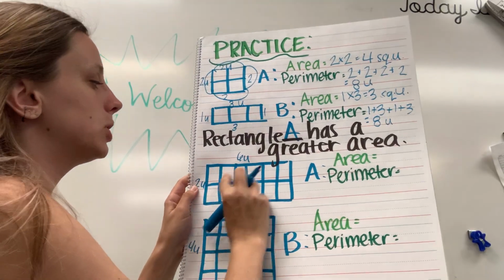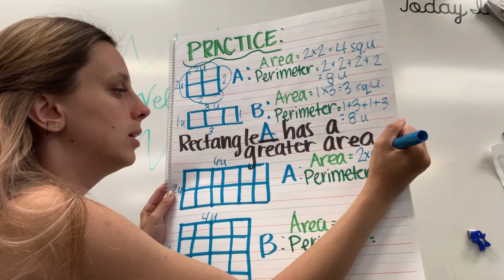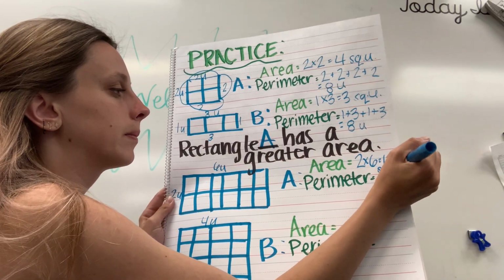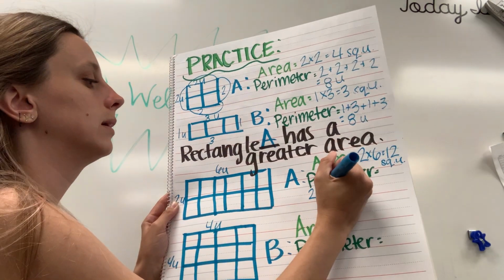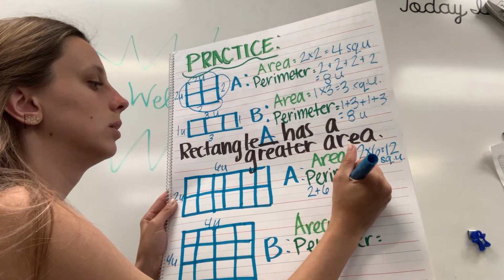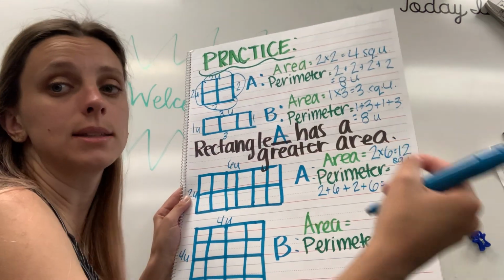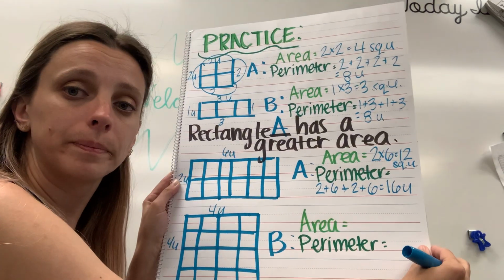My area is gonna be 2 times 6 for rectangle A. 2 times 6 is 12 square units. My perimeter is gonna be 2 plus 6 plus these 2 plus these 6. And I'm gonna end up with 8 plus 8, which would be 16 units.